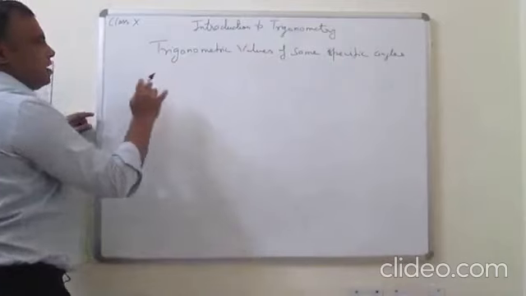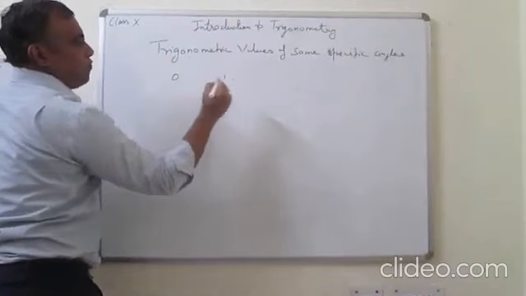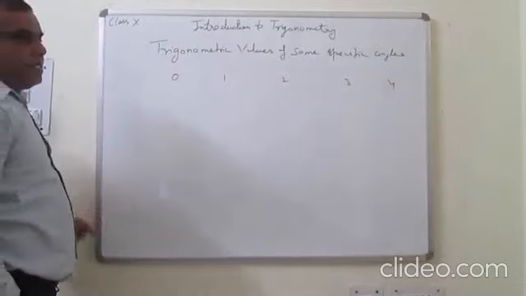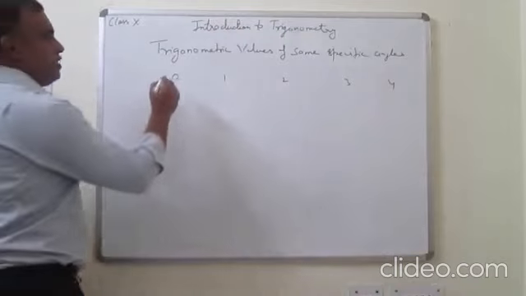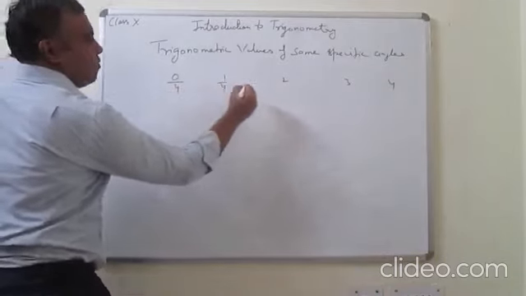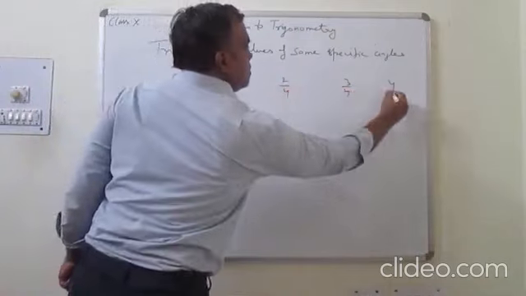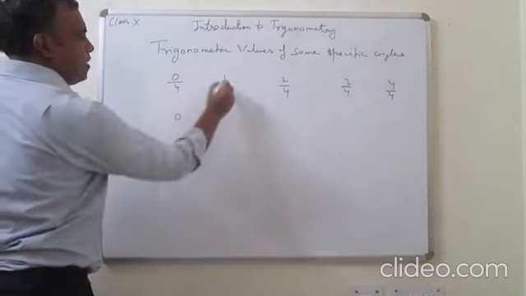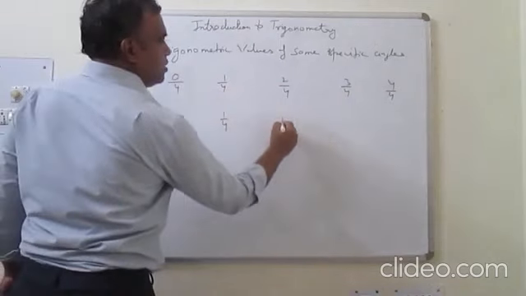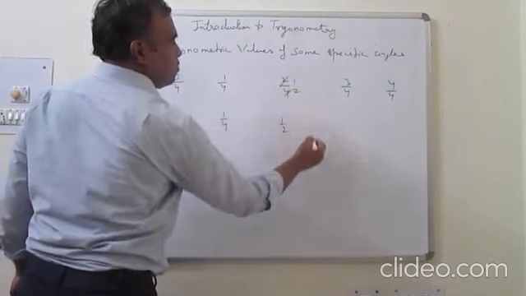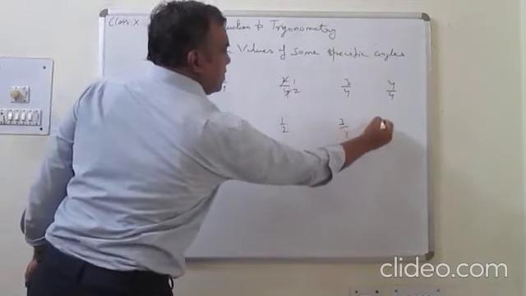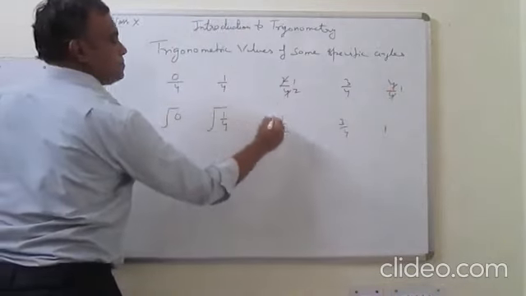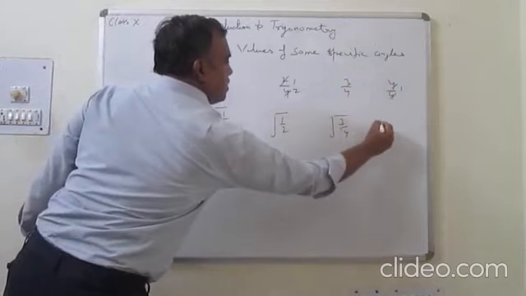Now first you write the counting of 0 to 4: 0, 1, 2, 3, 4. Now what is the maximum number in this? The maximum number is 4, so you divide all the numbers by 4. Now you simplify it. 0 upon 4 is 0, 1 upon 4 is 1 upon 4, 2 upon 4 is 1 upon 2, 3 upon 4 stays as it is, and 4 upon 4 you will get 1. Now take the square root of all the numbers.